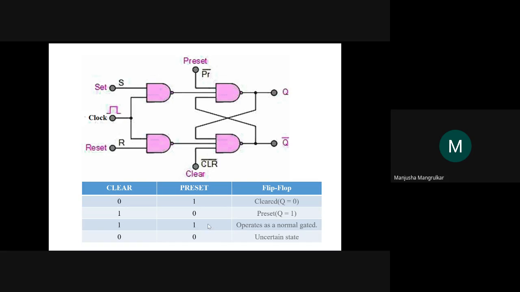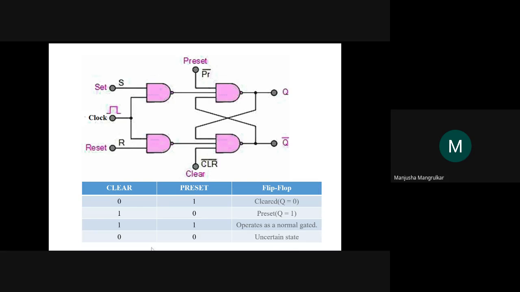And if both conditions are 1, preset and clear, this is a complement, right? Both are 1, the operation is normal as a gate of SR. If we give both inputs as 1, there is no changing condition, it will work as a normal SR flip-flop, right? And if it is 0 0, that is the uncertainty state. If both are 0 0, means both outputs are 1 1, so this is a complement, right?